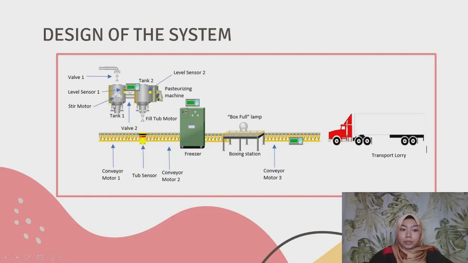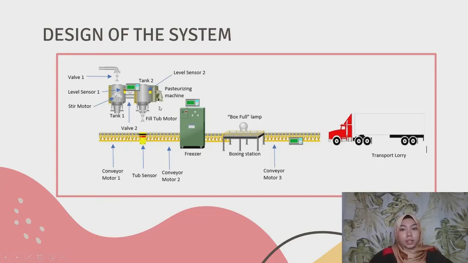Next, the ingredients in tank 1 will be transferred to tank 2 by valve 2 until level sensor 2 detects it as full. Once level sensor 2 detects tank 2 as full, the pasteurizing process will begin. This is where the second timer is located, the pasteurizing machine.